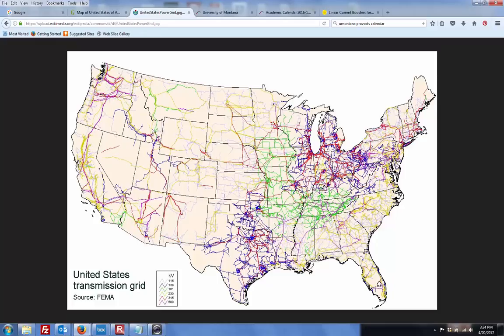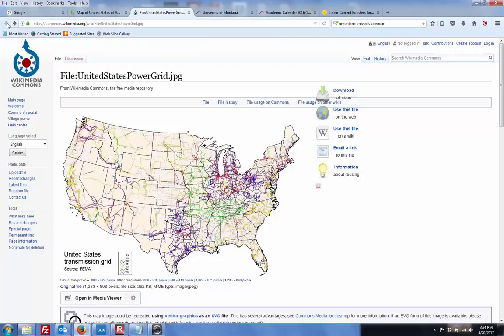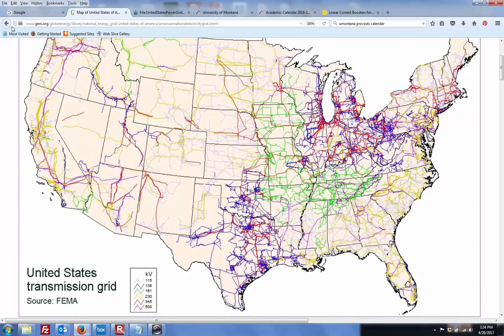Also, Texas has its own grid, so there are three separate grids: East, West, and Texas. They're all 60 hertz, but they're not in phase with each other, so there are these big DC lines that connect them. Interesting. Nevada's got nothing. What's there is just for Vegas.